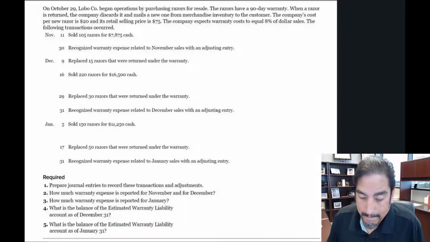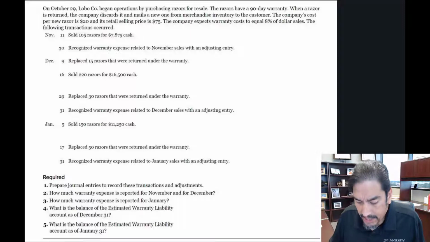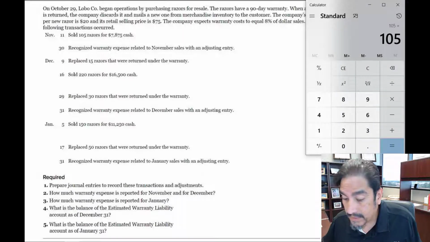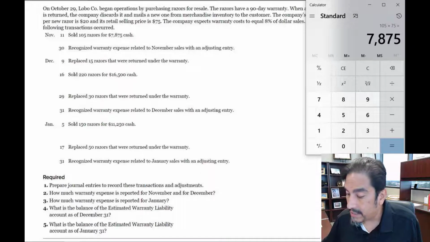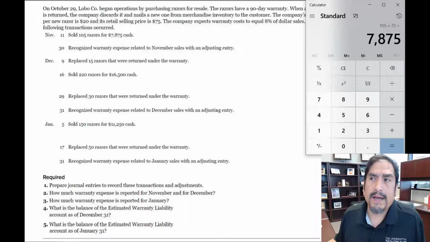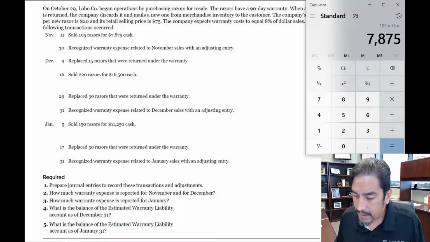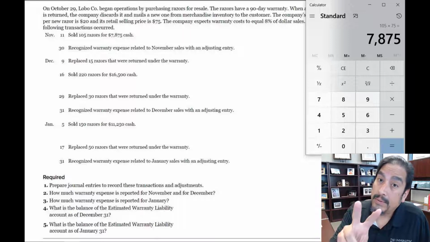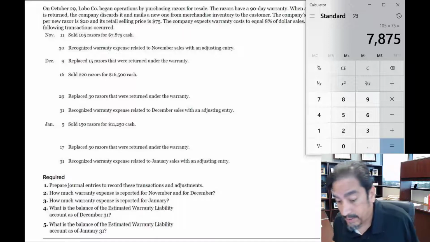First, journal entries. On November 11th, we sold 105 razors for $78.75 cash. They didn't have to tell us that. 105 times, it tells us that we're selling them for $75 each. So $78.75, be prepared to calculate that one yourself. Okay, so we need to record the sale and we need to record the cost journal entry as well. So we've got two, the revenue journal entry and the cost journal entry.